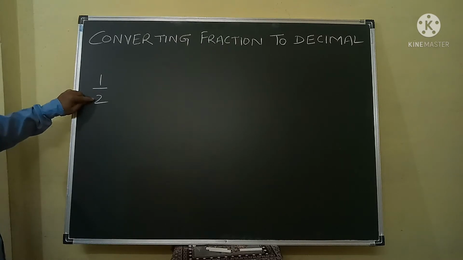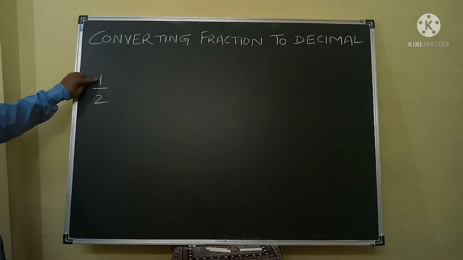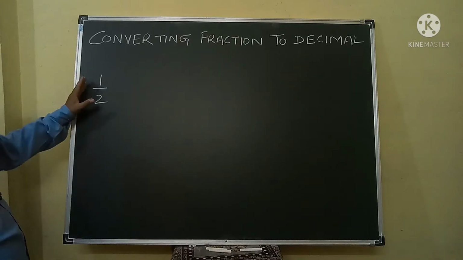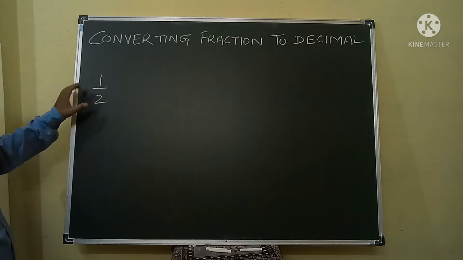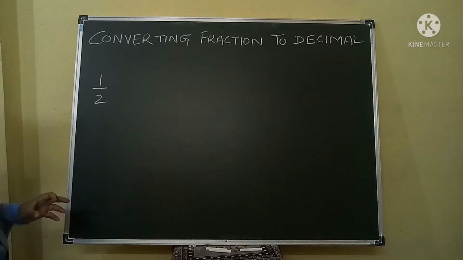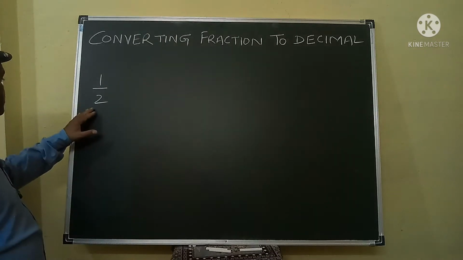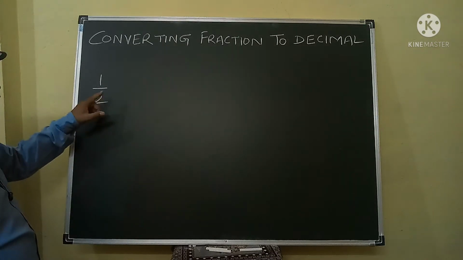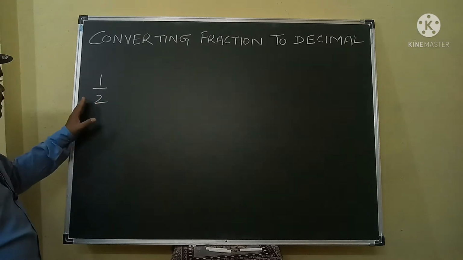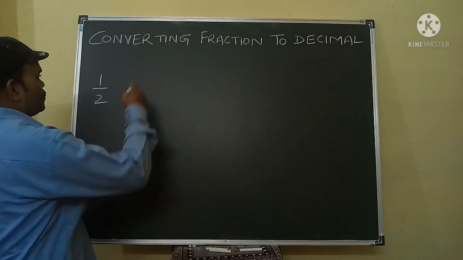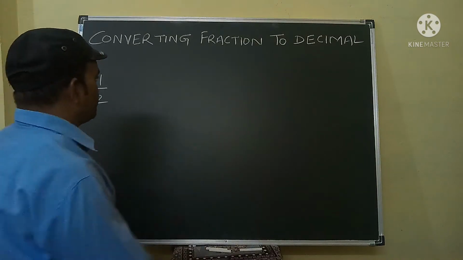In 1 upon 2, 1 is numerator and 2 is denominator. So what will we do? Suppose you have any one fraction. What is your first step? We will convert the denominator to 10, 100, 1000 and so on.